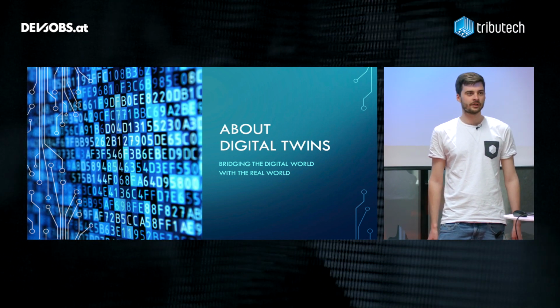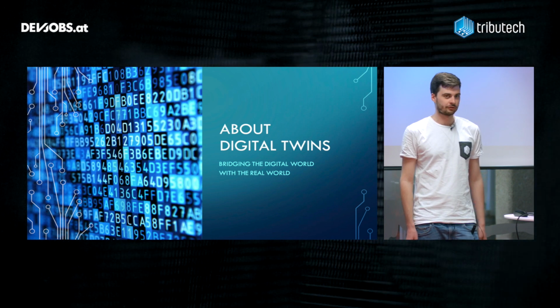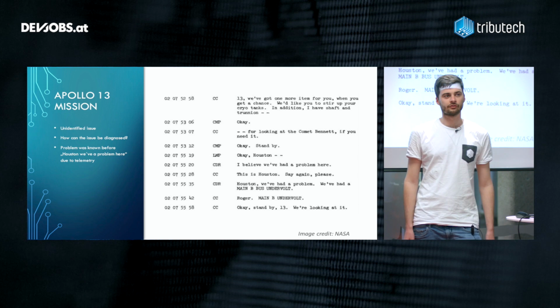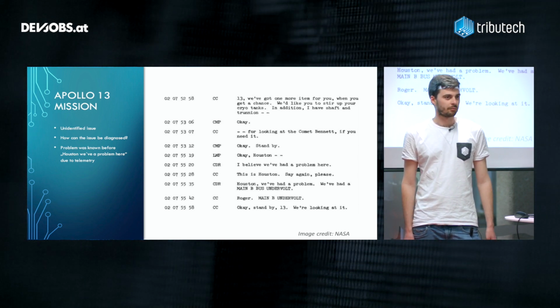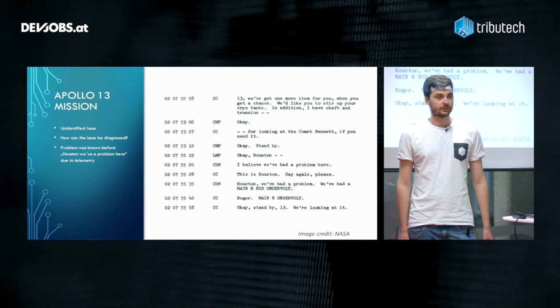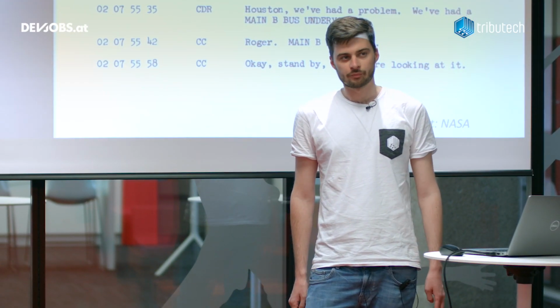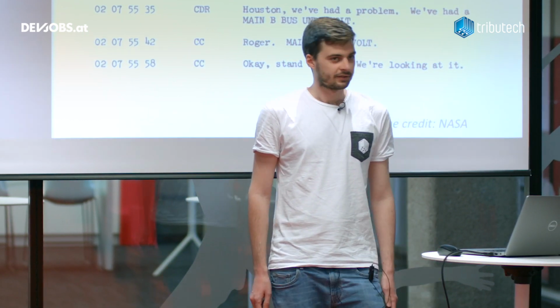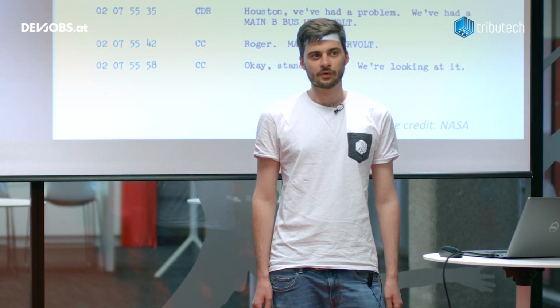Before jumping into the topic, let's first explore the term of a twin in our context. For this, I would like to use the example of the Apollo 13 mission. The Apollo 13 mission was a mission from NASA to the moon. On their way there, they encountered a problem, but they couldn't identify the issue. So basically, they sent a message to Earth where they said, "Houston, we have had a problem." And then they couldn't do anything more than that because they couldn't just exit the spacecraft.